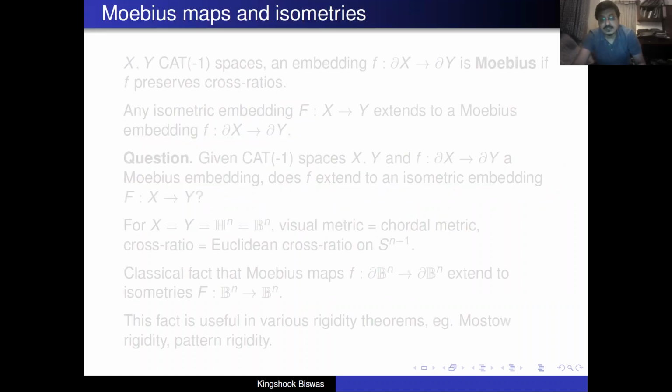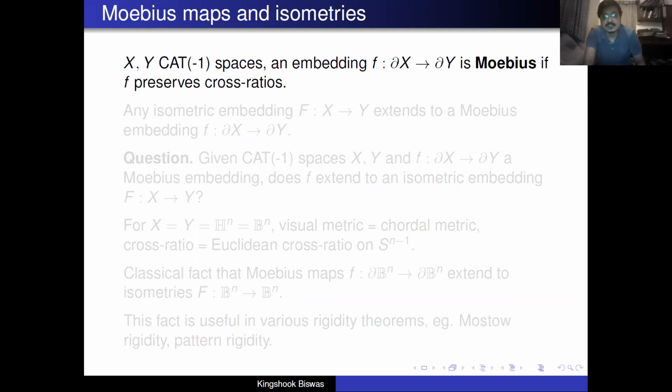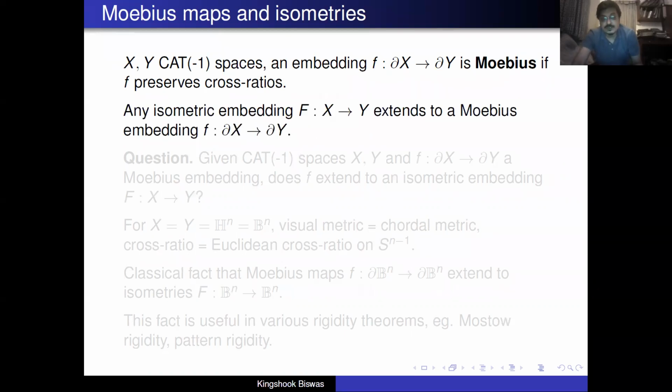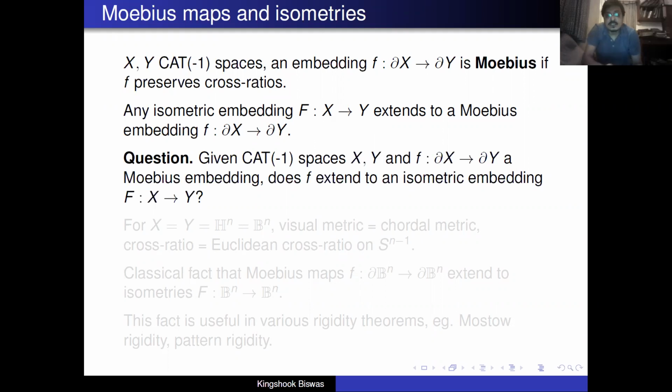So now, since for CAT(-1) spaces the boundary has a canonical cross ratio, we can define an embedding between boundaries of CAT(-1) spaces to be Moebius if it preserves cross ratios. And since cross ratios are given in terms of distances inside, it's easy to see that any isometric embedding between CAT(-1) spaces extends to a Moebius embedding between their boundaries. So a natural question is the converse. Given CAT(-1) spaces X, Y and f from boundary X to boundary Y, a Moebius embedding, does f extend to an isometric embedding from X to Y?